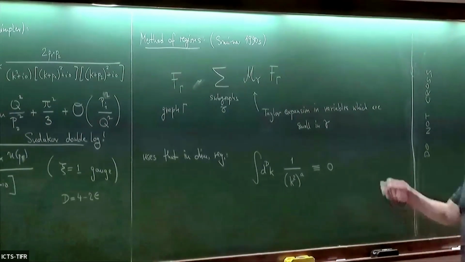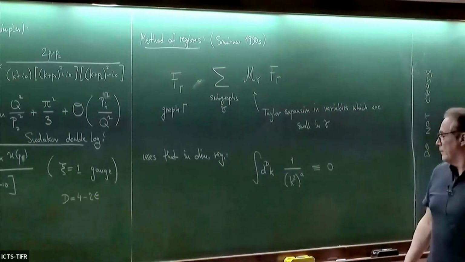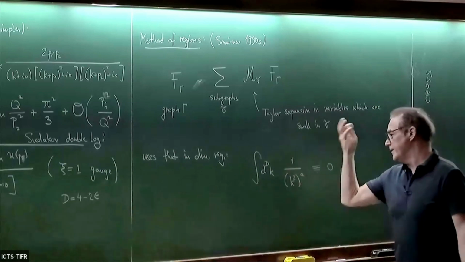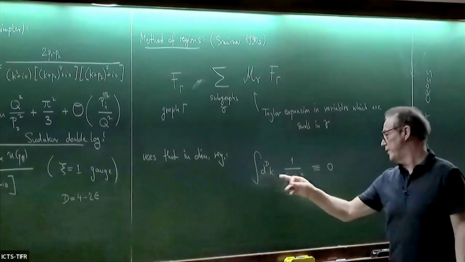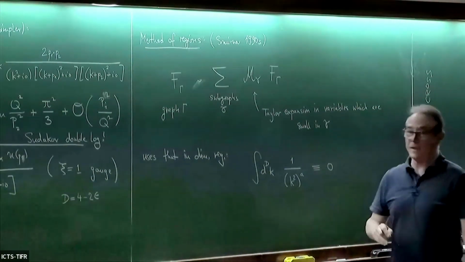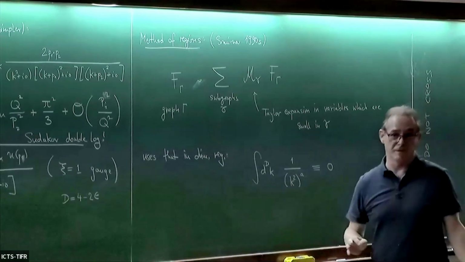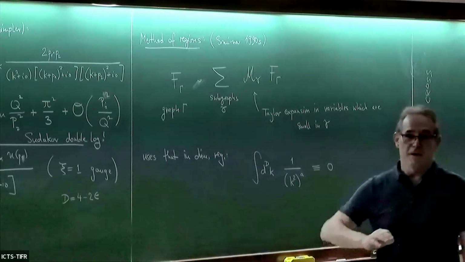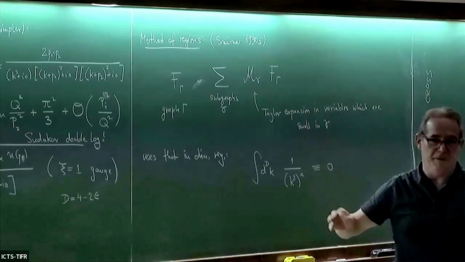You know, if you would look at this in your high school math courses, you would say, well, this integral is not zero. First of all, it diverges at k equal to 0. It diverges as k goes to infinity. It cannot be 0, it's infinity, okay?